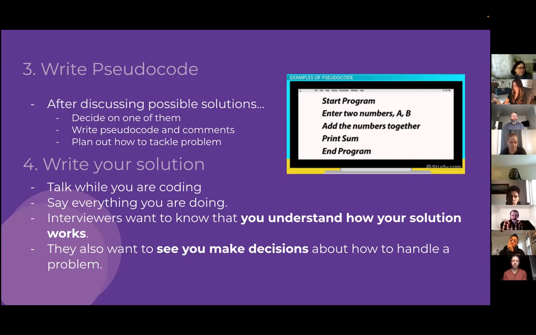And they also want to see you make decisions about how to handle the problem. So as you're writing the code out, articulating the trade-offs as you encounter them. Like, for example, I could create a hash map here to start storing the values of this calculation, and that is going to take up additional memory because of the utilization of the hash map, things like that. Try to talk out loud about that as much as you can.